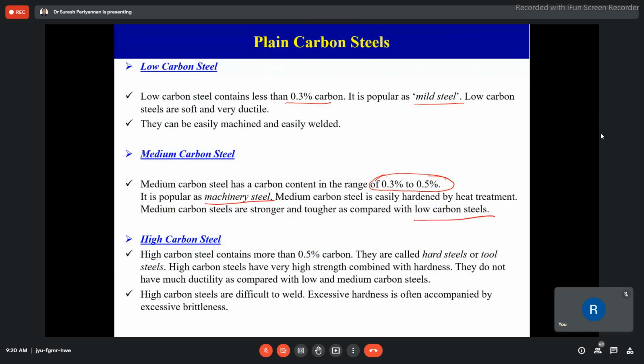Now, high carbon steel, I mean more than 0.5% carbon. This is very important. High carbon steel is like hard steels and tool steel. What are the tool steels? Tools we are using in the lathe machine for cutting operation, facing operation and chamfering operation. It should be a high carbon steel. When the carbon content is more, then we can achieve more hardness.